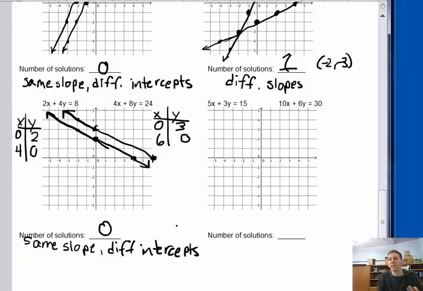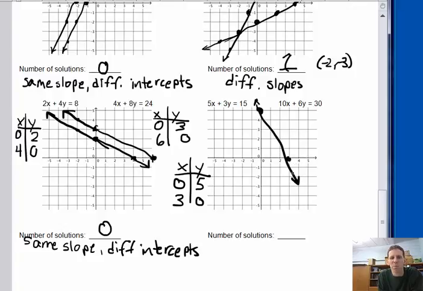So is there anything else possible? Is it basically if they have different slopes, there's 1, and the same slope, it's 0? Well, check out this last case. We have 5x plus 3y equals 15. Again, if I do my little xy chart, if I plug in 0 for x, I have 3y equals 15. Divide both sides by 3, so y would be 5. If I plug in 0 for y, this is gone. I have 5x equals 15, so I have a point at 3, 0. So I have 0, 5 as my y-intercept, 3, 0 as my x-intercept, and my line looks something like this. A little bit better than that, but it basically uses that format.